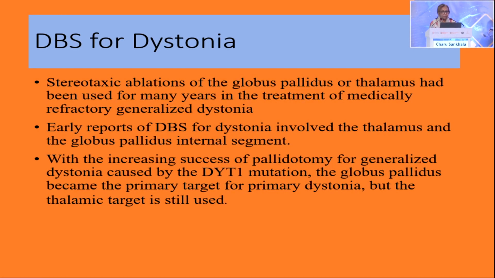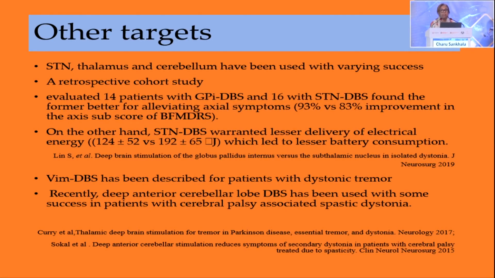What about dystonia? Stereotactic ablation of the globus pallidus or thalamus had been used for many, many years to treat the medically refractory generalized dystonia. This goes even 50 years ago. Early reports of DBS for dystonia involved thalamus and globus pallidus internal segment. With the increasing success of pallidotomy in DYT1 mutation, the globus pallidus became the primary target for the primary, and now we call them isolated dystonia, but the thalamic target is also used by some. What are the other targets that we use in dystonia? We use subthalamic nucleus, we use thalamus, and we use cerebellum also.